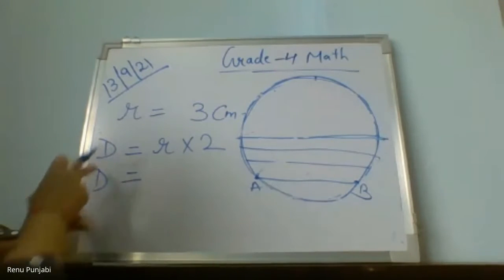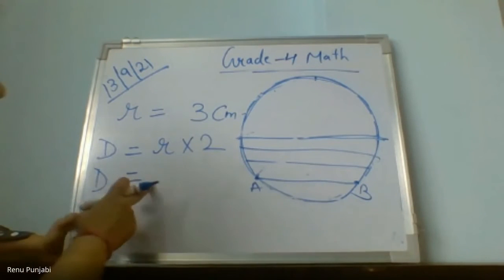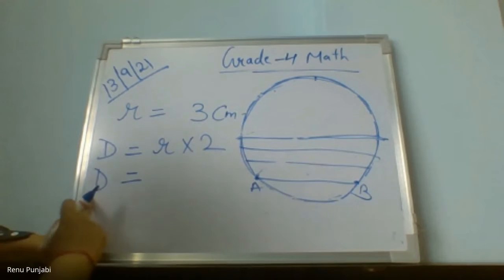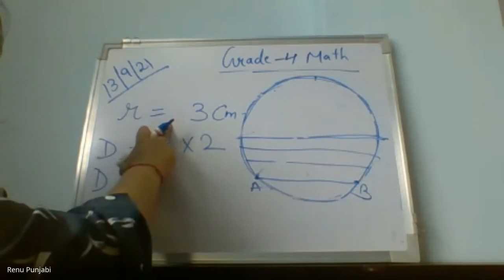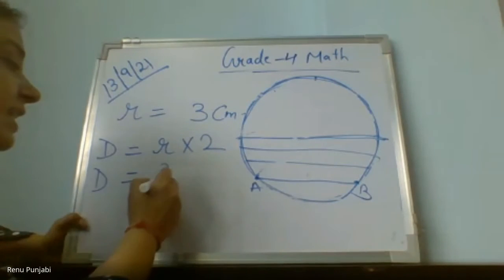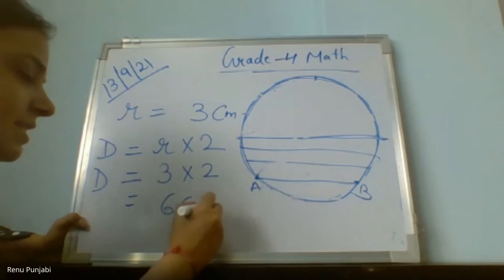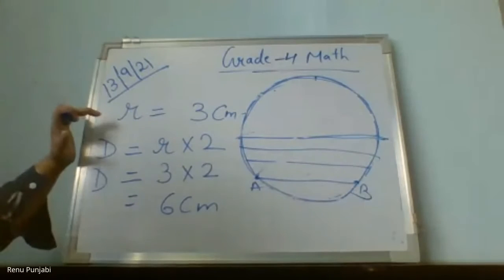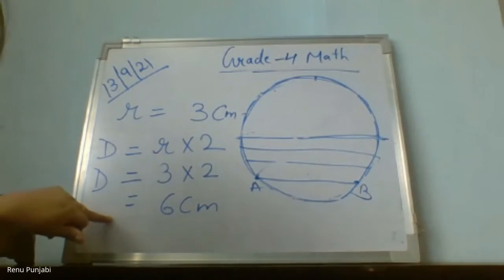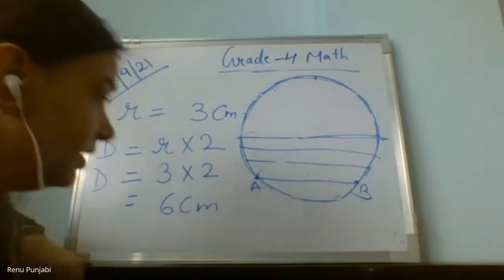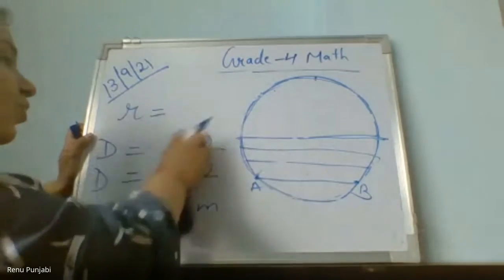So we can say the diameter equals, whatever we are finding will always come before the equal to sign. So what are we finding here? We are finding diameter. And what is given to us? Radius is given to us. So radius is 3 centimeter. Multiply by 2, the answer will be 6 centimeter. Here the radius is given, you are finding the diameter. Suppose the radius is 4.5.